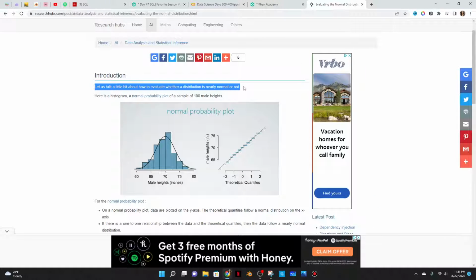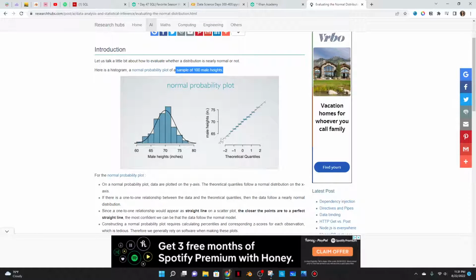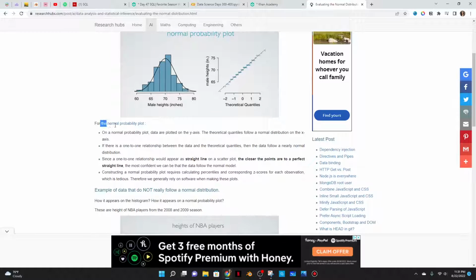So let us talk a little bit about how to evaluate whether a distribution is nearly normal or not. Here's a histogram and a normal probability plot of a sample of 100 male heights. Okay. Theoretical quantiles, what does that even mean? For the normal probability plot, data are plotted on the y-axis. The theoretical quantiles follow a normal distribution on the x-axis. What does that even mean?